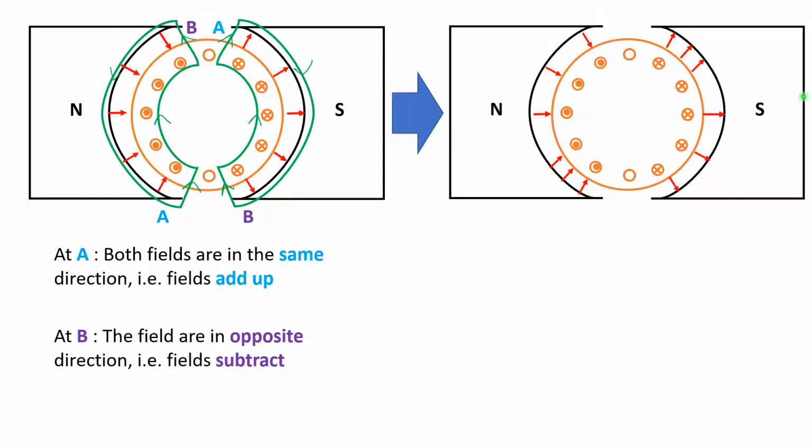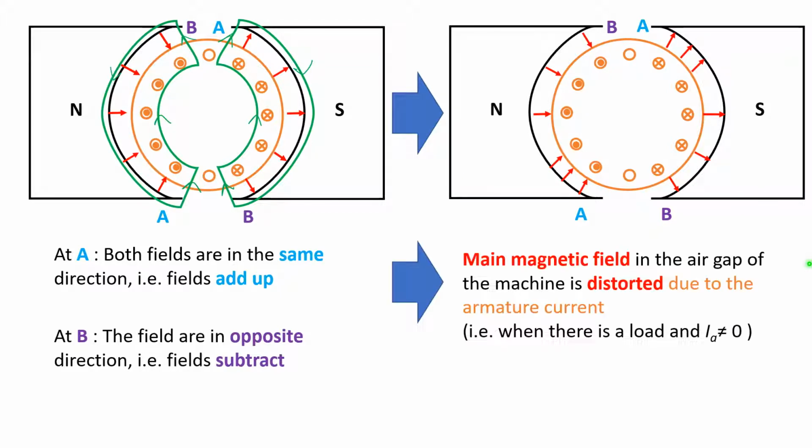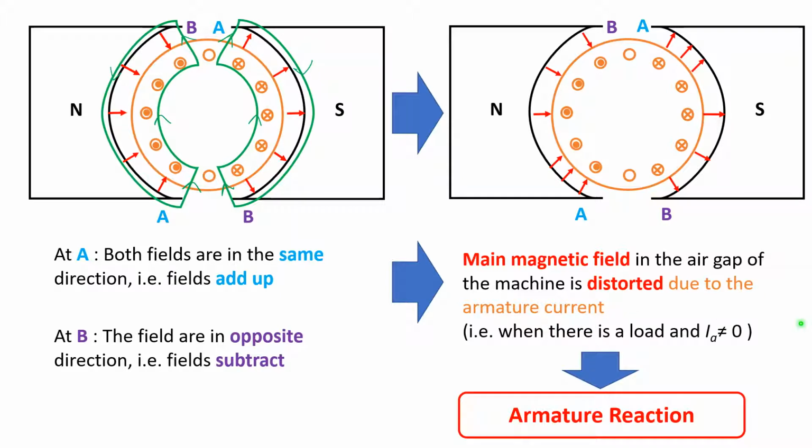And what we find here is at points A, the magnetic field has added, causing it to be closer to each other, and at points B, there's less magnetic field, making it more far apart. This means the main magnetic field in the air gap of the machine has been distorted due to the armature current, and this is what we call armature reaction.